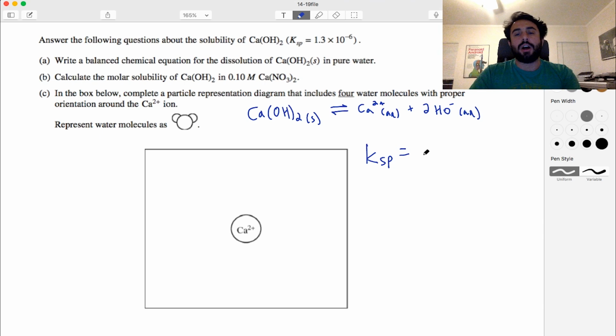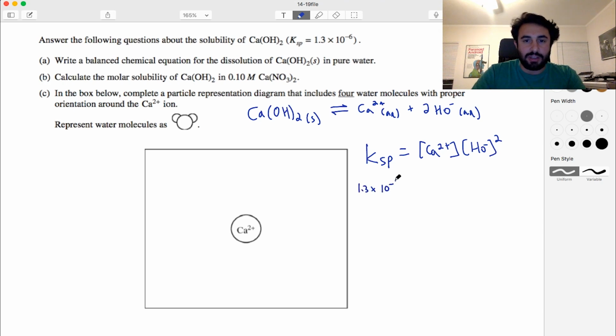So, like any other equilibrium expression, we're going to take the products over the reactants. But remember, we only use aqueous or gaseous species, so solid's not going to be in there, which means we don't even get a fraction. We just get concentration of calcium 2 plus times concentration of hydroxide squared, because we've got the 2 right there. So, how are we going to get this? Well, Ksp we have 1.3 times 10 to the negative 6. That's the Ksp value.